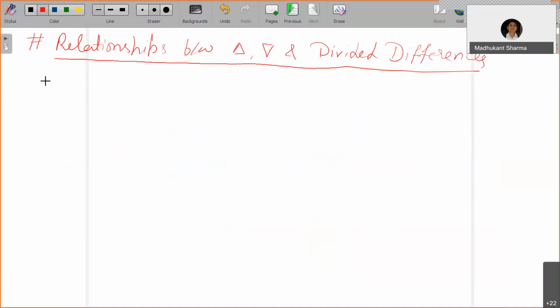So we have been given equispaced data. Equispaced data is given to us. Equispaced data is given means xi is equal to x naught plus ih, where i is running from 0, 1, 2 and so on till n.